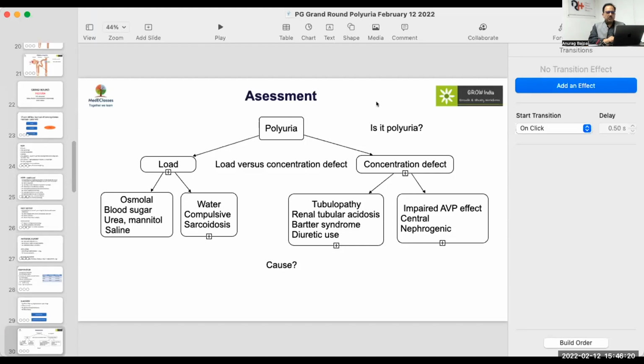Mechanism of polydipsia in case of sarcoidosis, that is because of the specific lesions which go up there and interrupt the inhibitory signals to the thirst center. That's the way it goes on that.